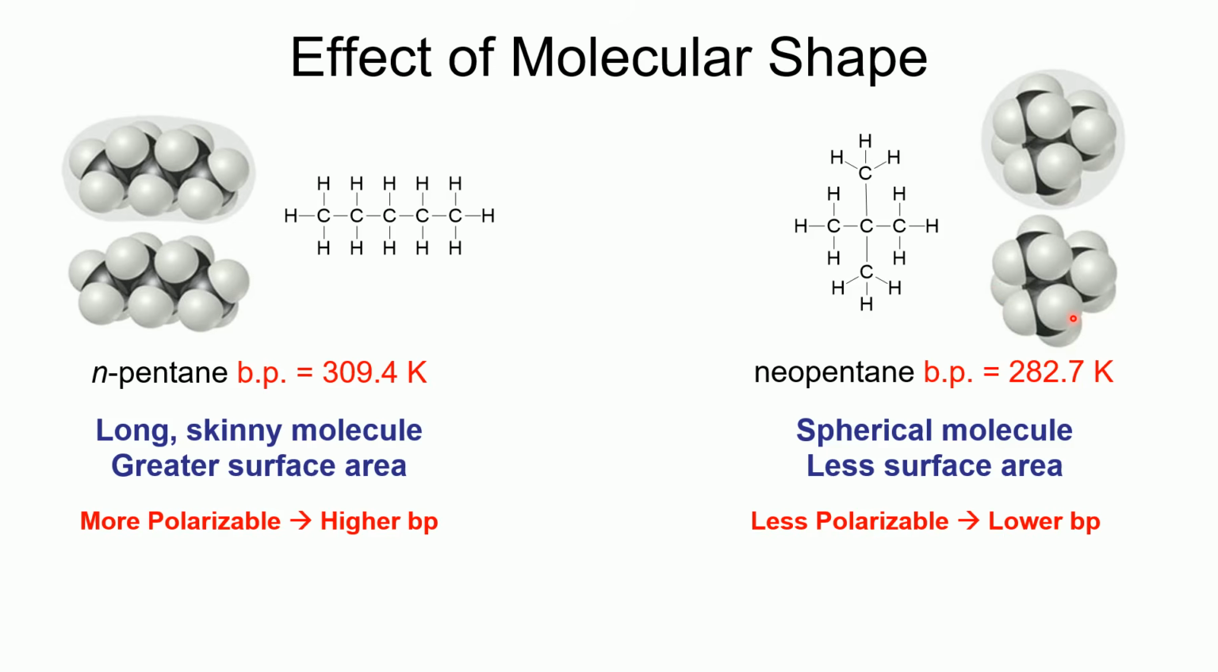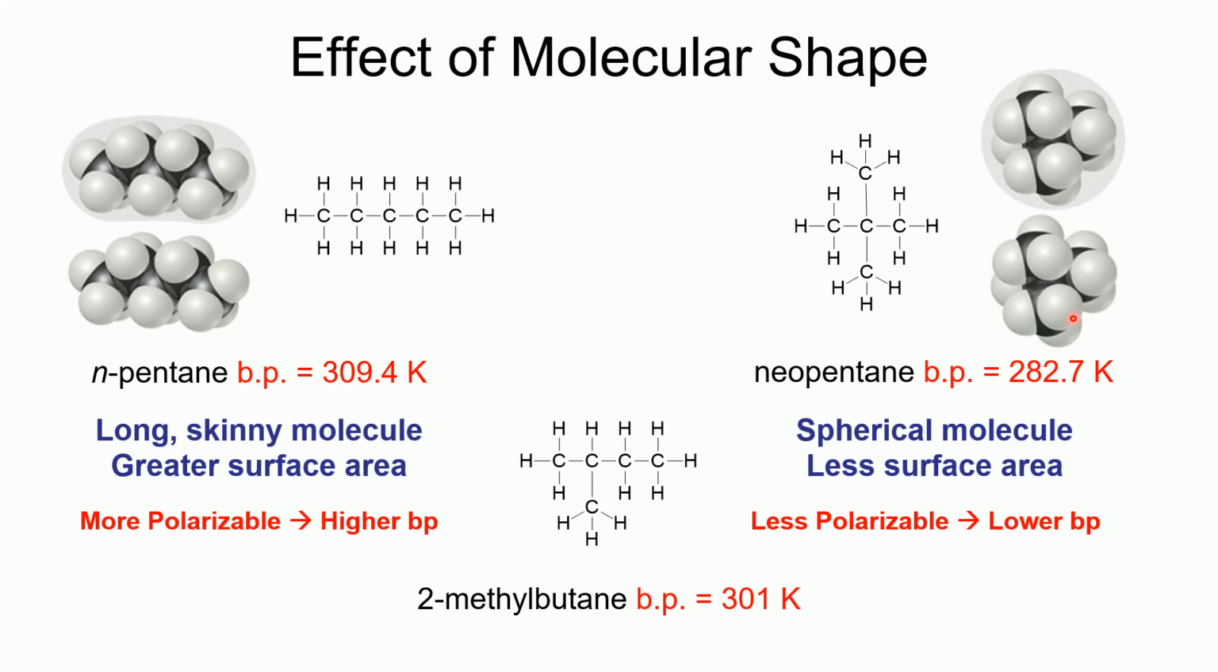Now, it turns out that there is another isomer of pentane, and it's called isopentane, and it's also sometimes called 2-methylbutane. You will see that it has a boiling point that is in between these two. It is somewhat linear, somewhat stretched out, but you'll see that there's a side chain here, and because of that side chain, it does have some of these spherical type properties. So we'll find that it's sort of in between those two molecules. All right, so we know that size and shape will affect the strength of the intermolecular forces.